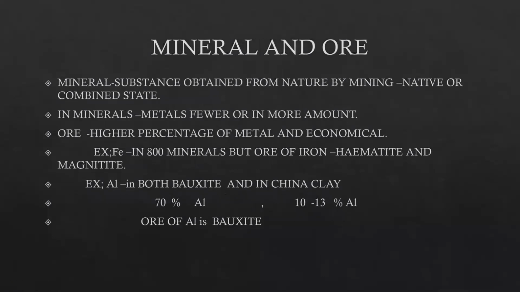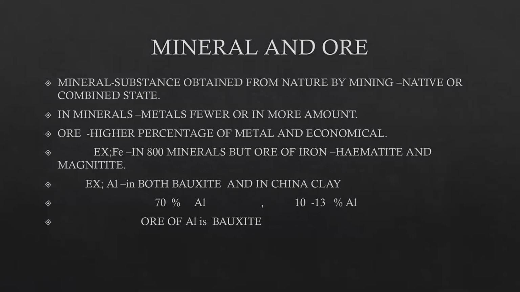So next one is mineral and ore. Mineral is the substance we take out from nature by mining. We are getting this mineral in native form or in combined form. Already I gave examples for native form and combined form in the previous slide. So in minerals the metal may be present in a smaller amount or in a larger amount, so the percentage of metal may vary.